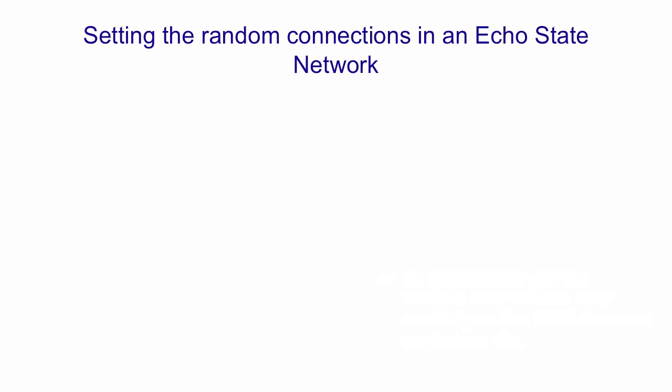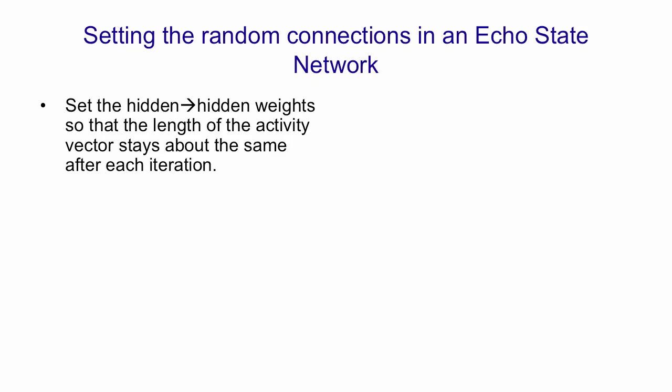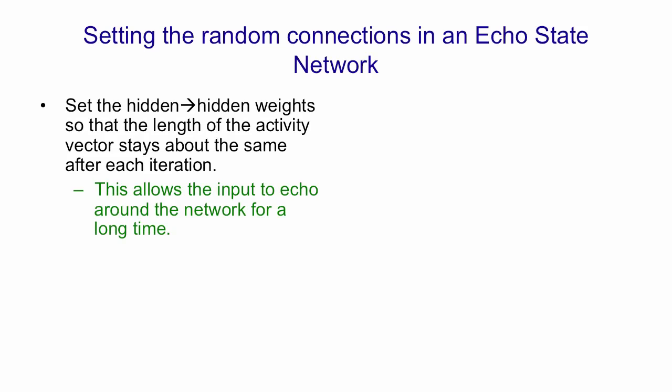So the way they set the random connections in an echo-state network is they set the hidden to hidden weights so that the length of the activity vector stays about the same after each iteration. For those of you used to linear systems and matrices, you're setting it so the spectral radius is 1. That is, the biggest eigenvalue of the matrix of hidden to hidden weights is 1, or it would be 1 if it was a linear system, and you want to achieve the same property in a nonlinear system. If you set those weights to be about the right magnitude, then an input can echo around in the recurrent state for a long time.